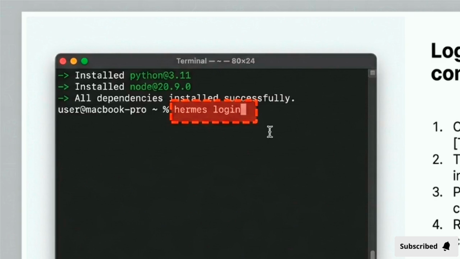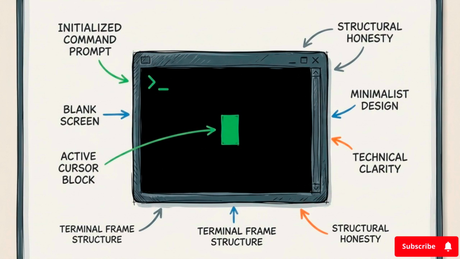Once the installer finishes, open your native terminal application. Type Hermes Login into the prompt and press Enter to authenticate. After you see the success message, you must completely restart your terminal. This ensures all core system changes are active before you launch the app.